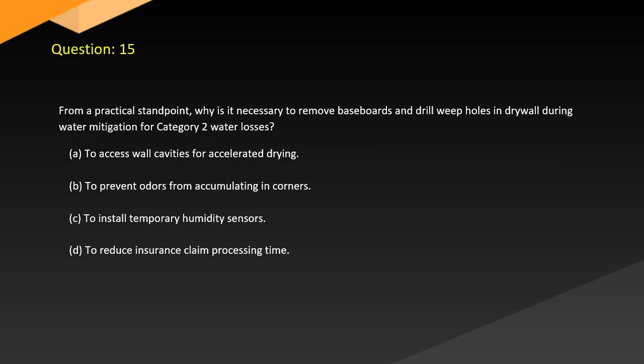Question 15. From a practical standpoint, why is it necessary to remove baseboards and drill weep holes in drywall during water mitigation for Category 2 water losses? A. To access wall cavities for accelerated drying. B. To prevent odors from accumulating in corners. C. To install temporary humidity sensors. D. To reduce insurance claim processing time.